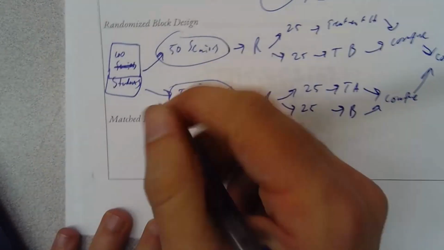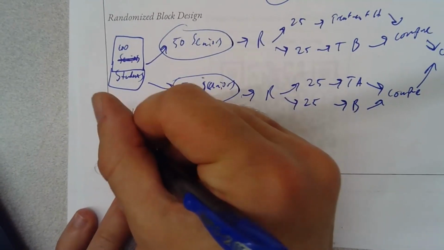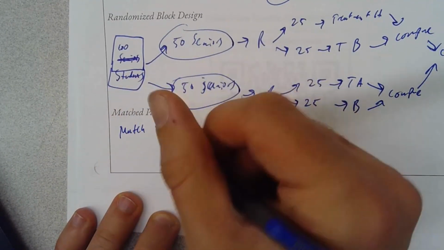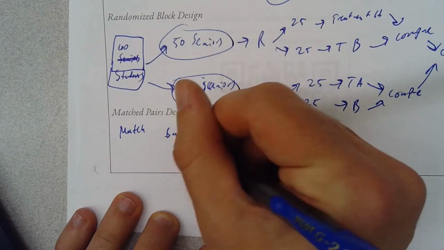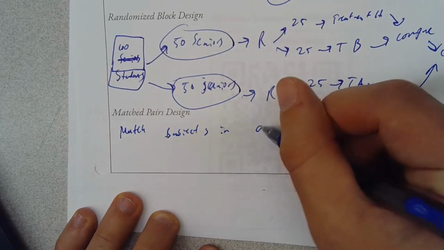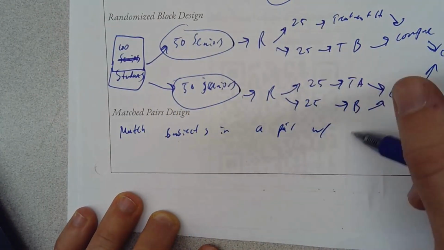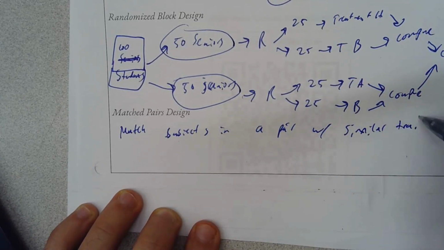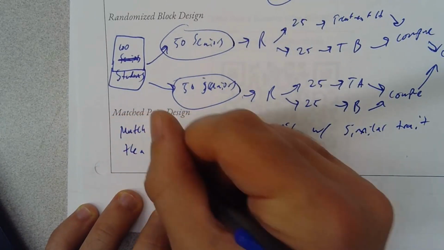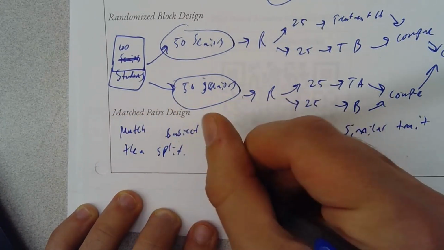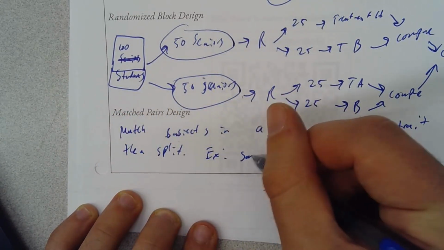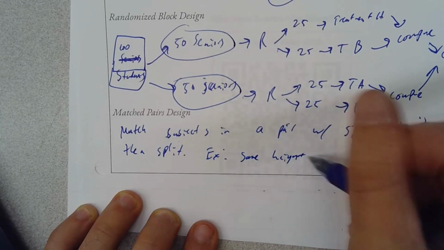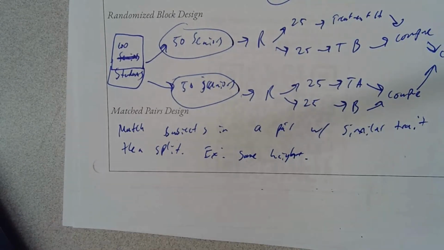Matched pair is like you match subjects in a pair with a similar trait, then split. So for example, same height. Okay. All right, that's the notes.